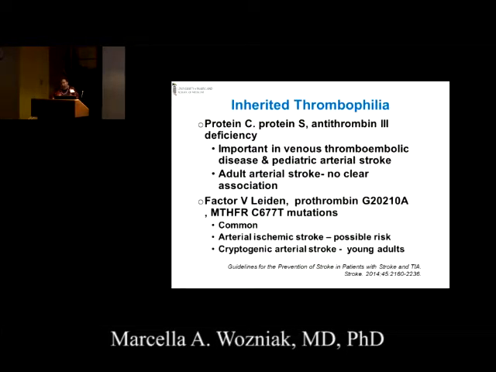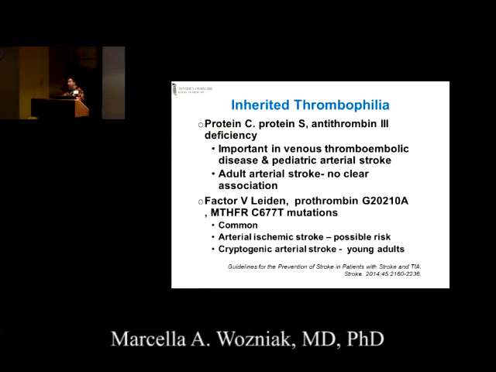So one of the cautionary tales here is inherited thrombophilia. 30 years ago, it was noted that some patients with young stroke of unknown cause had protein C, protein S, or antithrombin 3 deficiencies, okay? And now, almost routinely, patients who have a young stroke, or even some older patients, are getting screening tests for these disorders. In fact, it's not clear that adult arterial stroke is associated with these disorders. They are important in pediatric stroke.